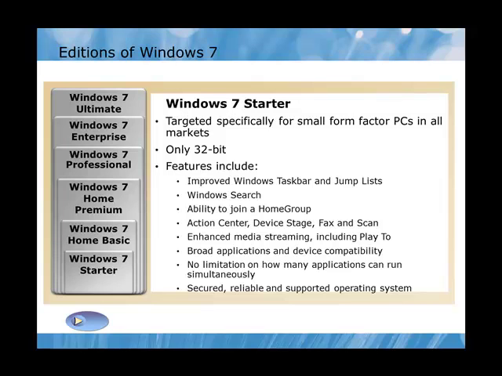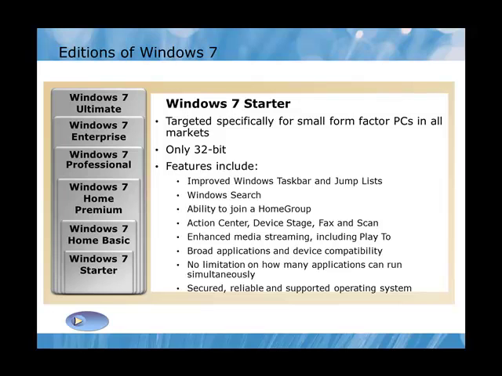Not a processor limitation. Features: the improved Windows taskbar and jump list. Jump list is the kind of thing where, if you have something in your taskbar and you right-click on it, the jump list will show you which documents have been recently opened.